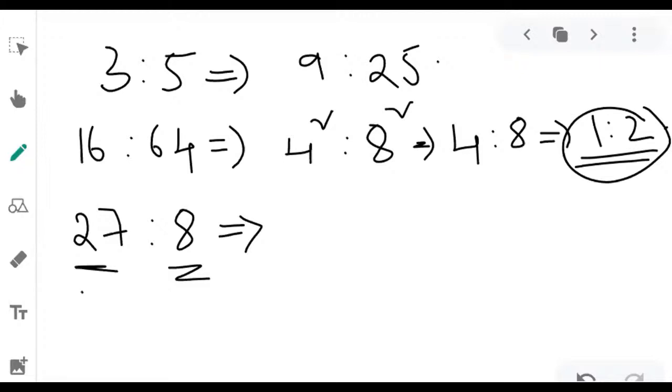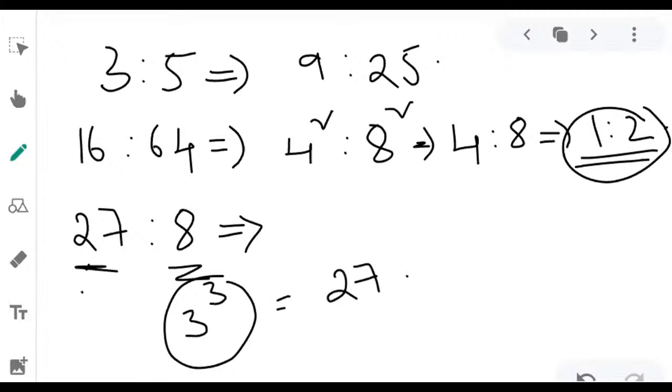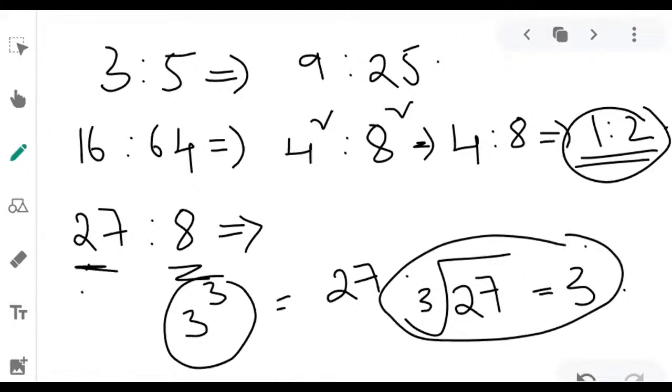Cube root 3, ma'am. Cube root of 27 is? See, cube root, I will tell you. 3 cube is 27. Cube root of 27 is equal to 3. Do you understand? Yes, ma'am. Root means you are reducing the number. Cube means you are multiplying the number 3 times.